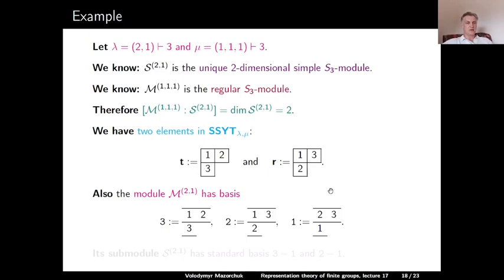It has a basis consisting of three tabloids: the tabloid where 3 is in the second row, the tabloid where 2 is in the second row, and the tabloid where 1 is in the second row. So the Specht module S21 has a standard basis inside this permutation module, which is given by the differences 3 minus 1 and 2 minus 1. So it's a two-dimensional module where these two differences form the standard basis.